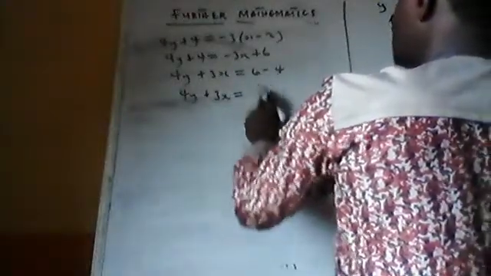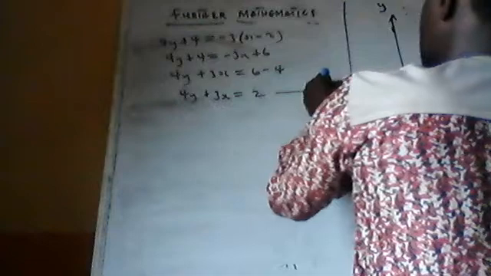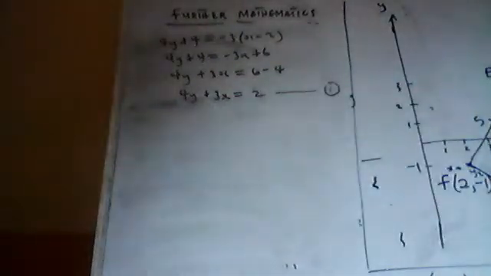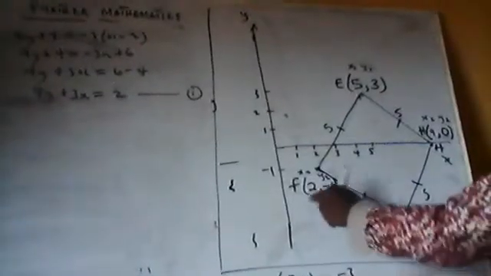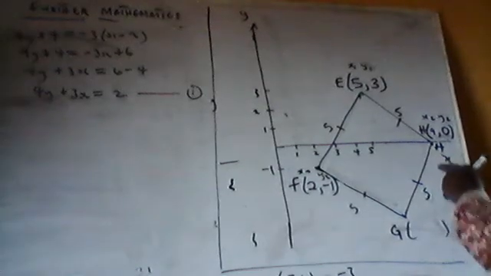No, this one is minus 4, sorry. So that gives us 4, that gives us 2. Equation 1. Is that clear to you now? So, equation of line FG. So the equation of line FG is known now. Now we're going to find the equation of line HG.